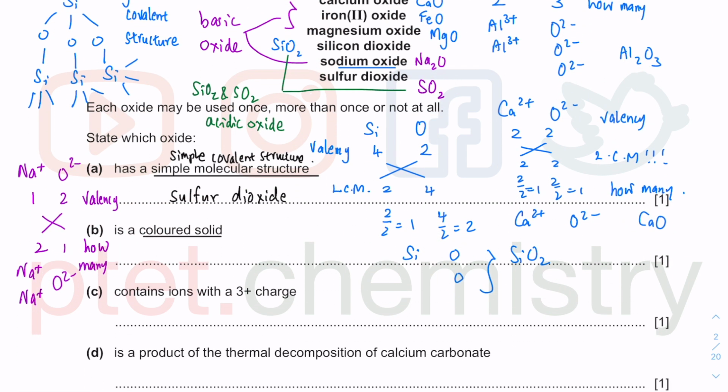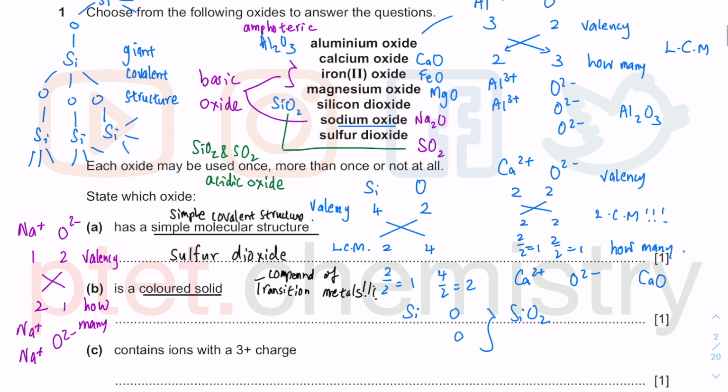Next question is a colored solid. We are talking about transition metals, or at least compounds of transition metals actually, not the transition metals that are colored, but the compounds of transition metals. So when they form ions in solutions, when they form compounds, they're going to be colored. So iron(II) oxide is the only transition metal oxide here in this list. So the 2 in the Roman numeral in the bracket refers to Fe2+ there.